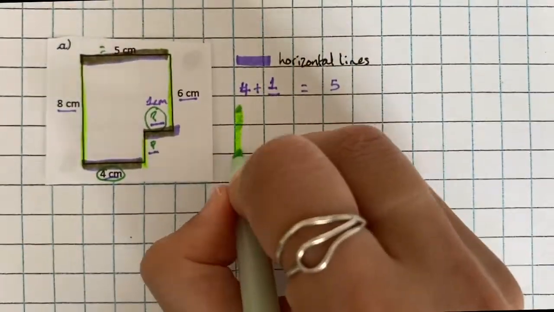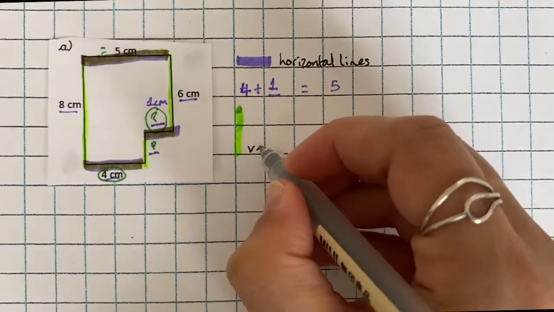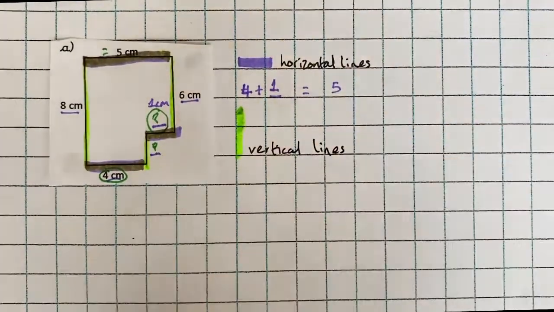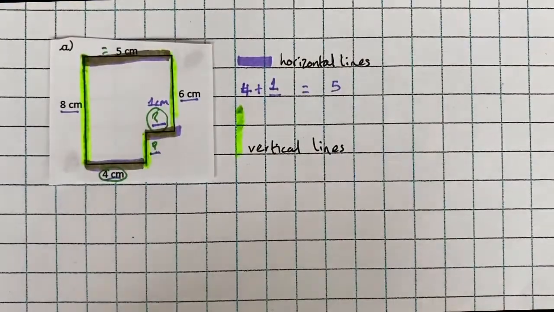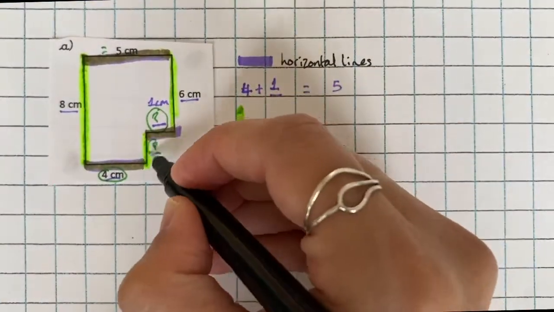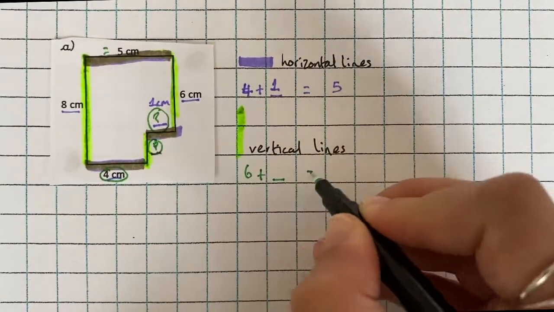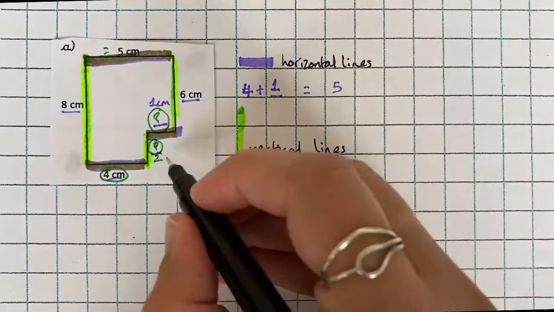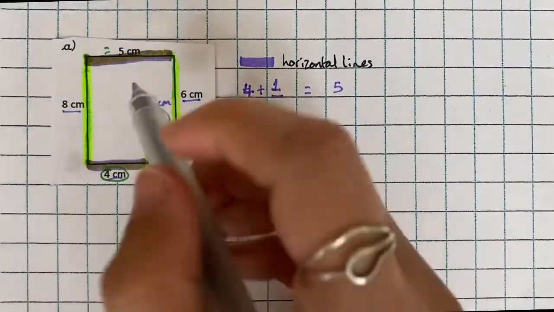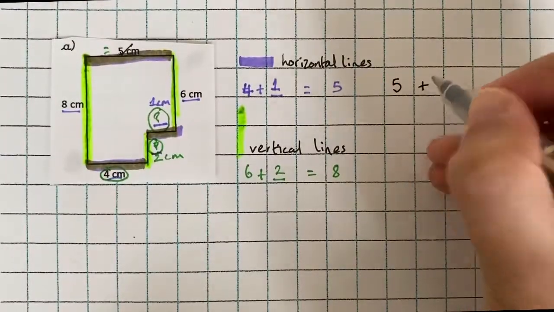Now I'm going to look at the vertical lines. I'm going to highlight those as well. Okay, so again, the two shorter lines, when you add them, give the longest line. So 6 add something equals 8. So the missing length there must be 2. Okay, now how are we going to find the perimeter? I'm going to add them together.